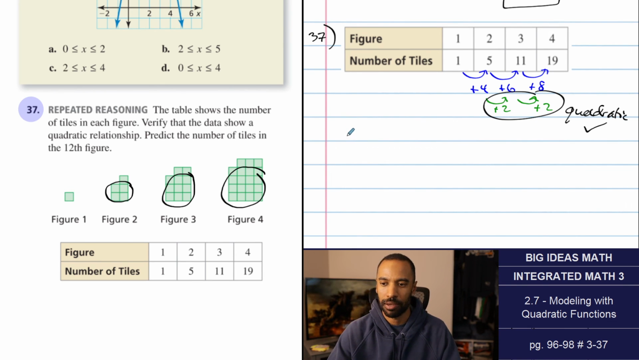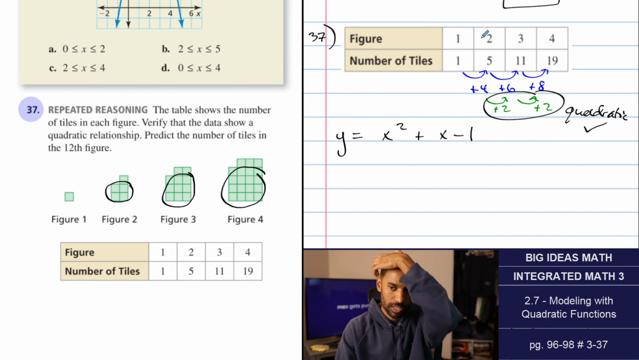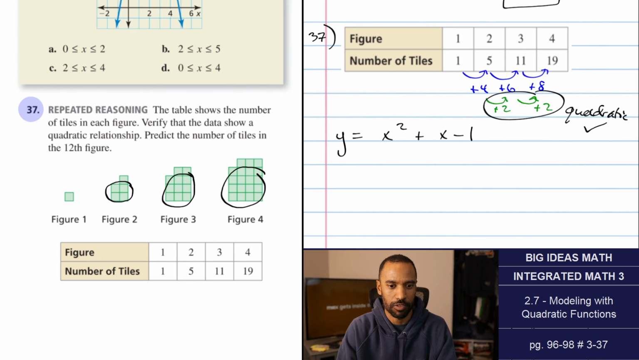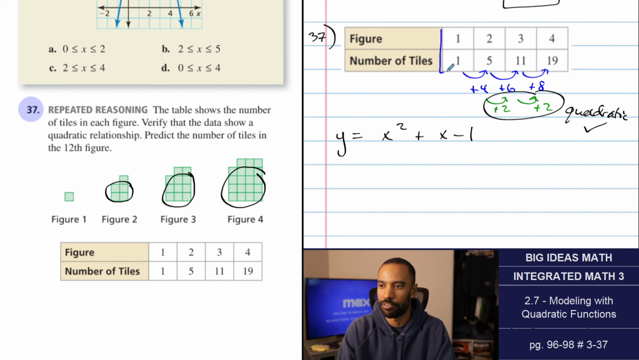I'm guessing my relationship here is y equals x squared plus your number minus 1. X squared plus x minus 1, this is my guess for the equation based off the pattern relationship. 4 squared plus 4 minus 1. 3 squared plus 3 minus 1. 2 squared plus 2 minus 1. 1 squared plus 1 minus 1, 0. Okay, that's my guess. But we got to do this based off of standard form.